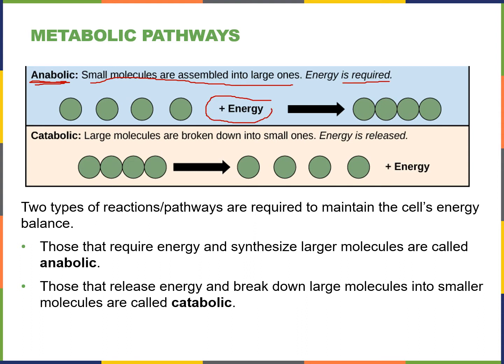On the opposite end of the spectrum, we have catabolic reactions. So this is when these large molecules are already assembled and they are broken down into smaller ones. During this process of breakdown, energy is going to be released. So again, please be sure that you're able to differentiate between anabolic reactions and catabolic reactions as far as what energy is used for. In anabolic reactions, energy is required to build the larger molecule, while in catabolic reactions, energy is released as the larger molecule turns into the smaller molecules.